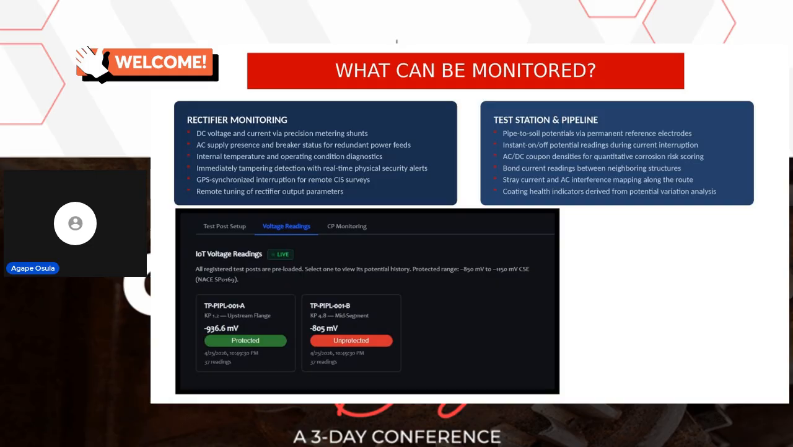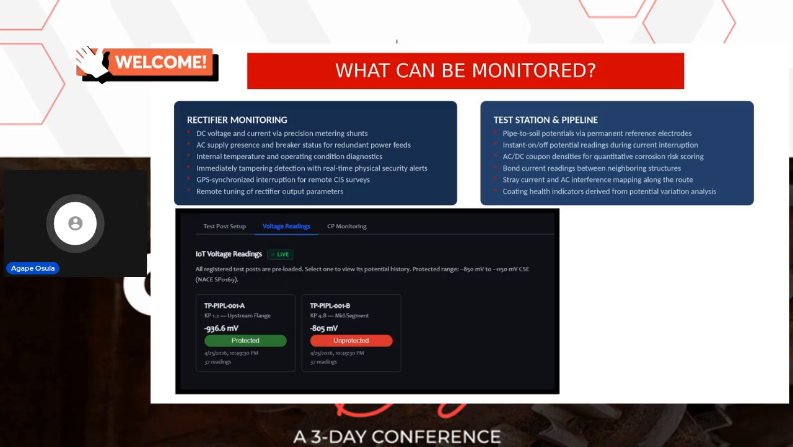Generally, you have rectifier monitoring. You will see your DC voltage, and you see your DC current via precision metering shunts. You can see any AC supply issue presence. You can see breaker status. And of course, like I mentioned, you can see temperature, operating conditions, and the environment where it is located.